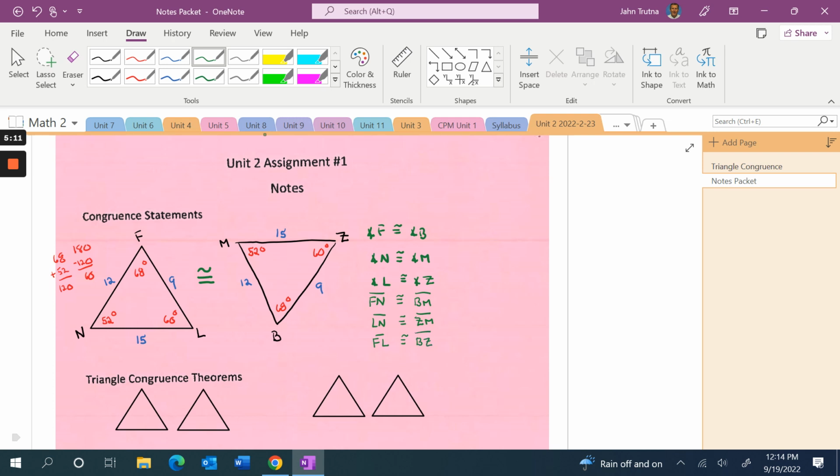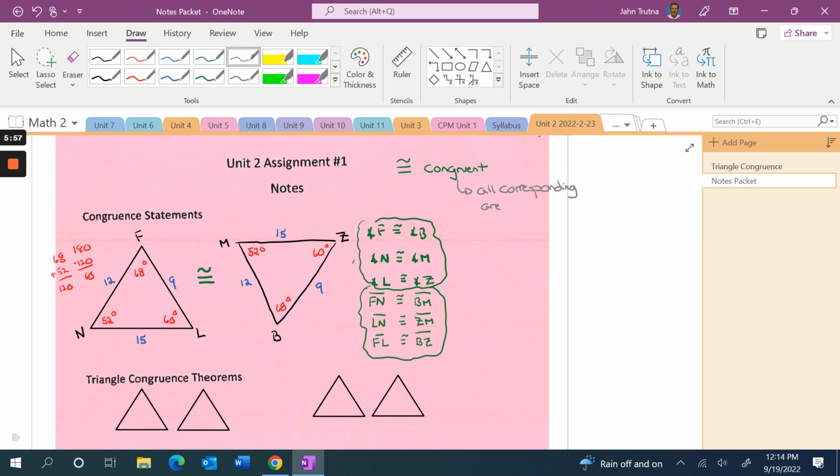So whenever all three of the angles in two triangles are congruent with each other, and all three of the sides are congruent with each other, this means that the two shapes are congruent. So remember the equal sign with the squiggle, that is the mathematical symbol for the word congruent. And congruent means that all corresponding parts are the same.